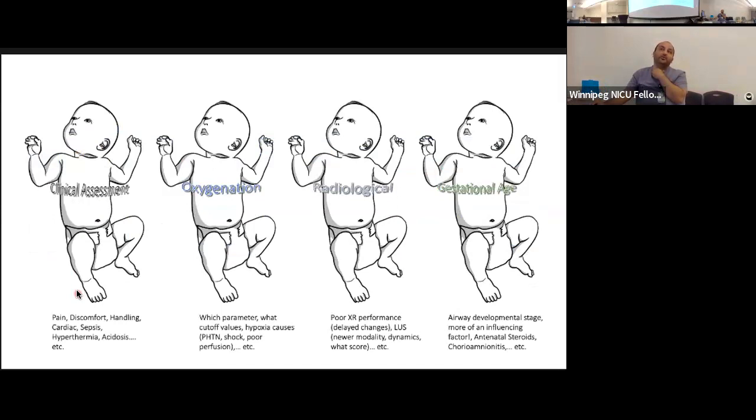So what are the disadvantages, or the confounding or noise, that can happen with relying on only one of those parameters? For clinical assessment, tachypnea and respiratory distress can be caused by many things, especially when we are talking about preterm infants, extreme preterm infants: pain, handling, discomfort. All of those can give us a false respiratory distress, not related to the lung parenchymal issue. Also, speaking of oxygenation, which parameter should we use? What cutoff value? The cause could be something else, not related to the lung parenchymal RDS issue.